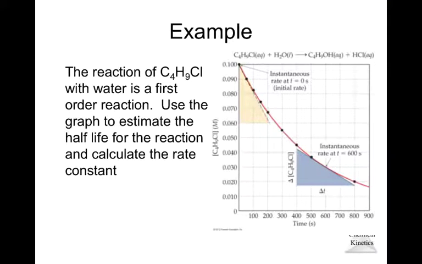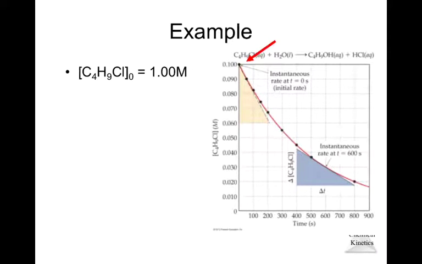So here's an example of how you might use this. We're given this graph, and we've got the reaction of C4H9Cl with water, and we're told it's a first order reaction. We want to use this graph to figure out what the half-life is, and then calculate that k, its constant. So how do we do that? Well, our initial concentration we get from the graph. At time 0, we've got 0.1 molar.